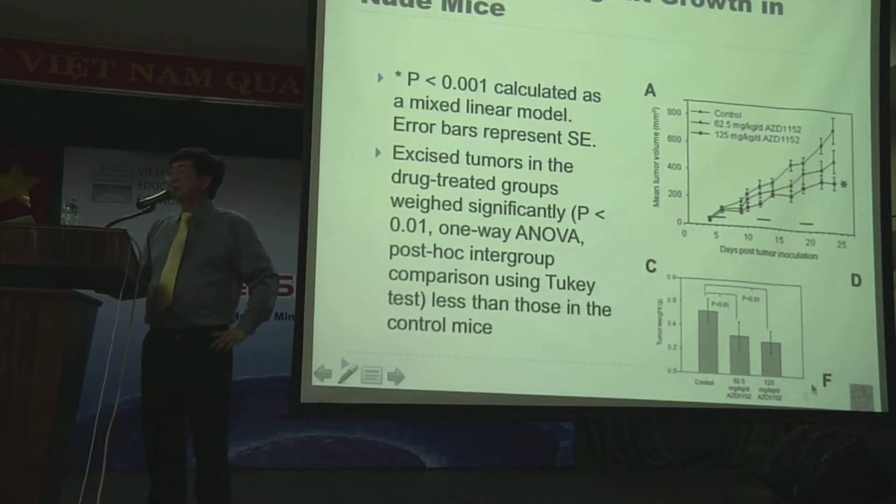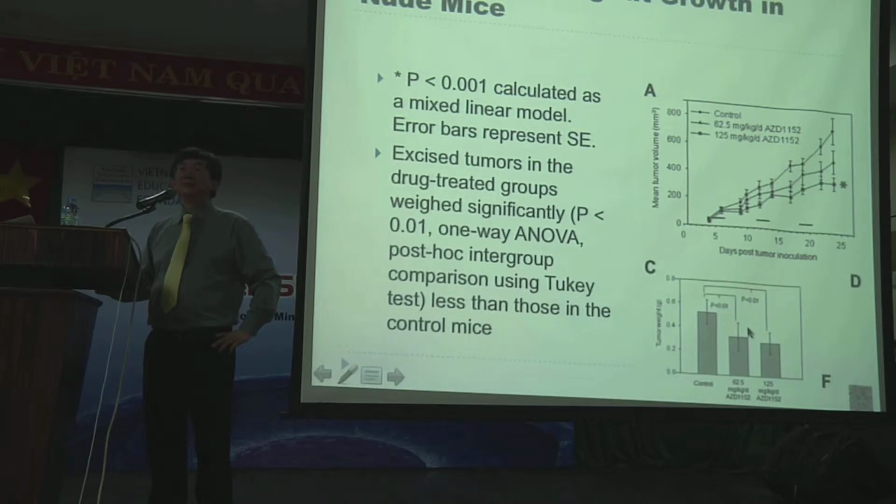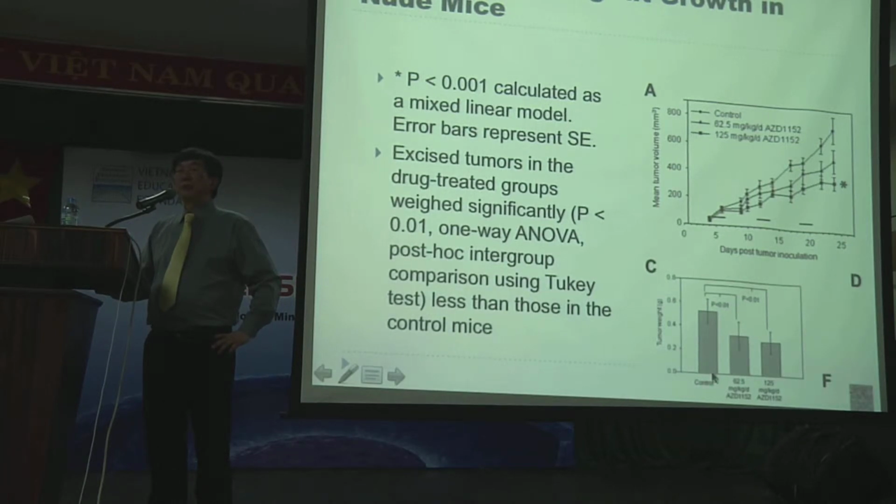So in this experiment, I have 1, 2, 3 groups. For the wet weight of the tumor at the end of the experiment, is the t-test the correct test for this situation? The answer is no, because I have more than 2 groups. So the t-test will not be appropriate.